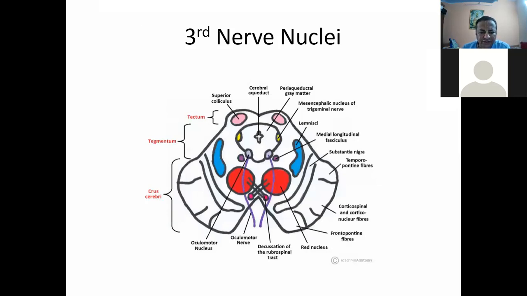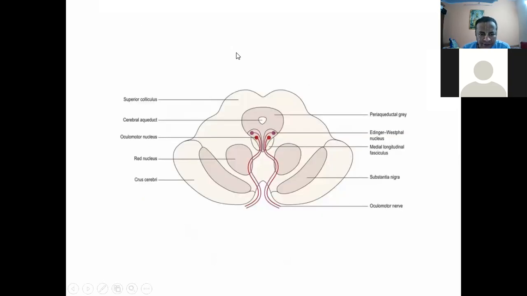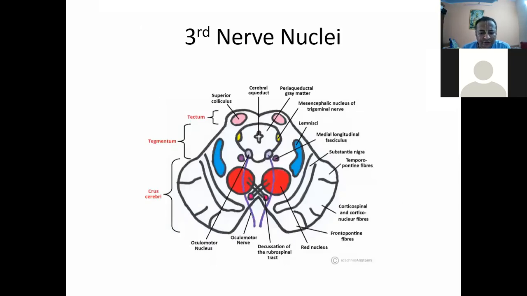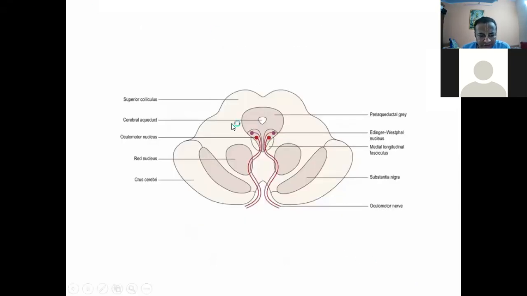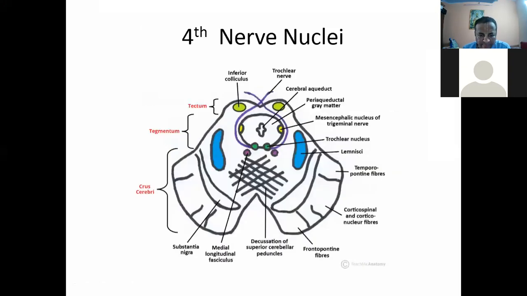Now let us see the location of the nuclei. The third nerve nucleus is located at the level of superior colliculus of midbrain. So third nerve in midbrain, this is how it arises. There are two nuclei you can see here. One is the third nerve nucleus, oculomotor nucleus, and another nucleus is Edinger-Westphal nucleus. The oculomotor nucleus is for general somatic efferent. Edinger-Westphal nucleus is for general visceral efferent.